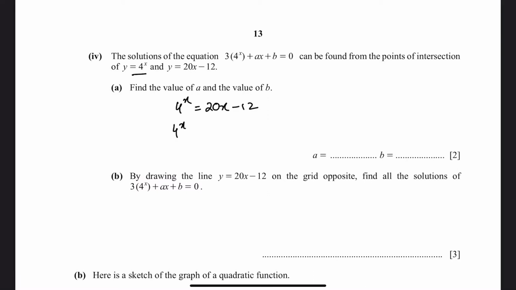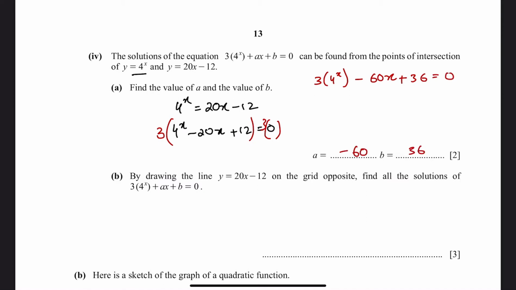I bring everything to one side, but what I realize is when I compare this to the one in the question, I don't have a 3 here. So in order to introduce a 3 here, I need to multiply the entire equation, both sides, by 3. So this becomes 3 into 4^x, this becomes 60x, and this becomes 36. So a is minus 60 and b is 36.